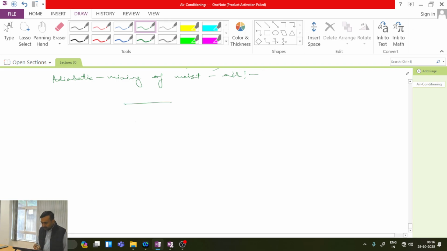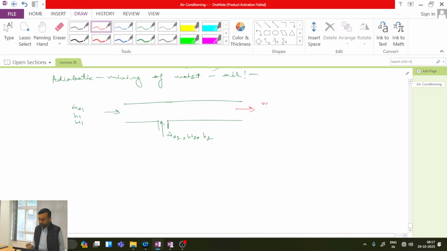Say this was my main duct which was carrying some moist air at flow rate m dot a1, enthalpy h1, humidity w1. Then I have provided a damper over here, and when I opened this damper, say another air stream m dot a2 has entered whose humidity was w2 and enthalpy was h2. Okay, and while these two mix, they result in a flow rate of m dot a3, humidity w3 and enthalpy h3.